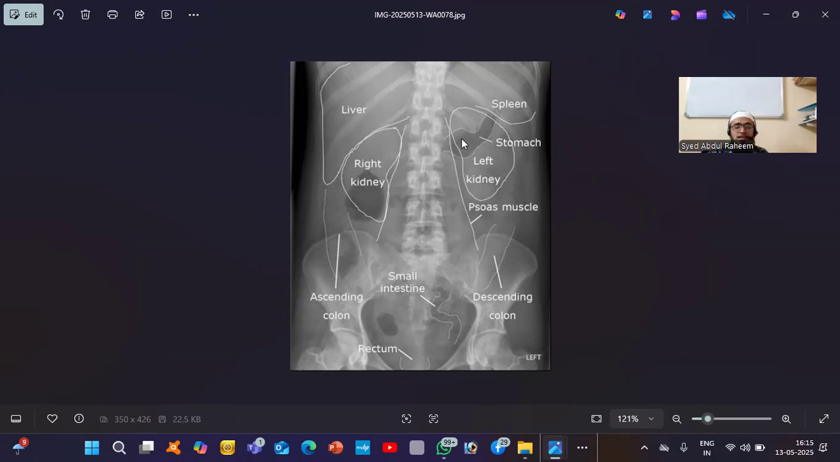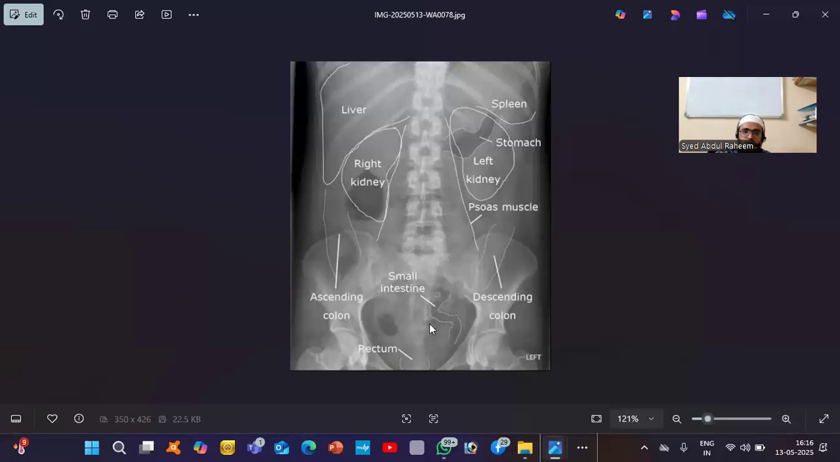Here, this is the blackish part because it has gas. Liquid type, so that's the reason you see it in black color. I already discussed this, and it is the left kidney. Likewise, coming to the right side, you will get the ascending colon. This is the ascending colon.